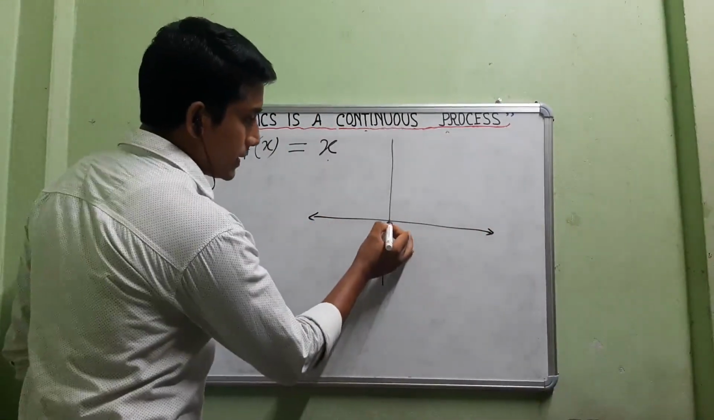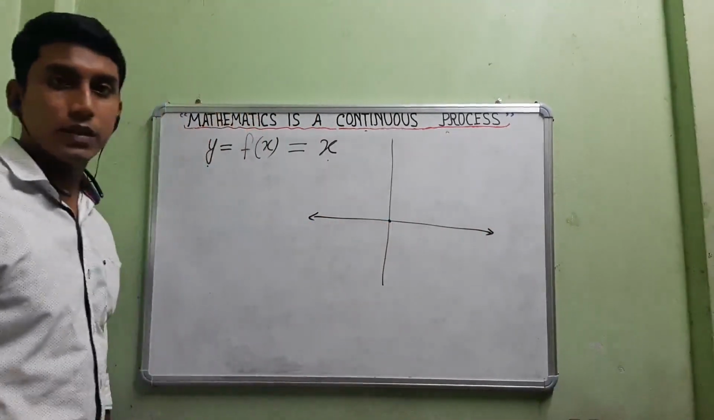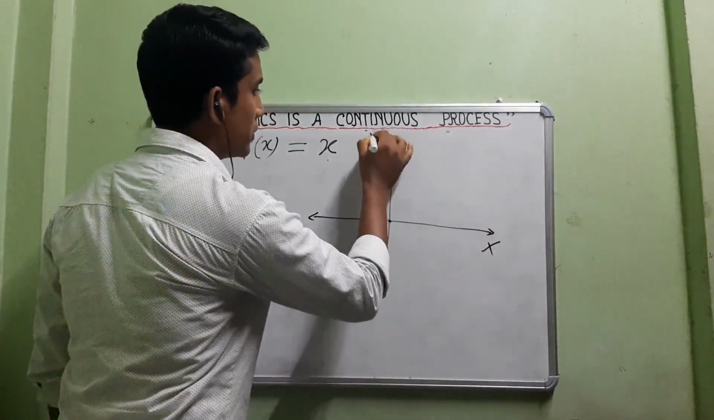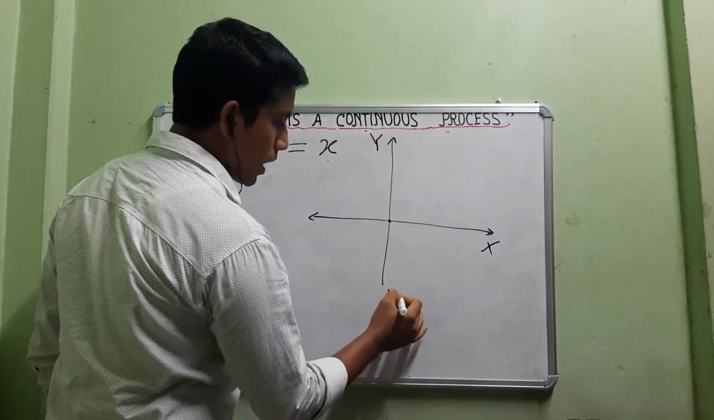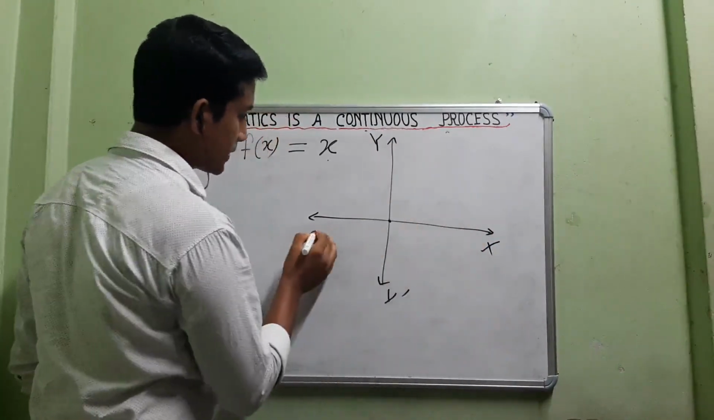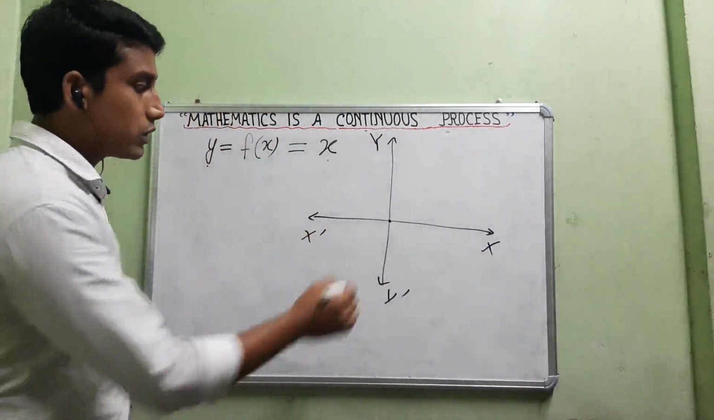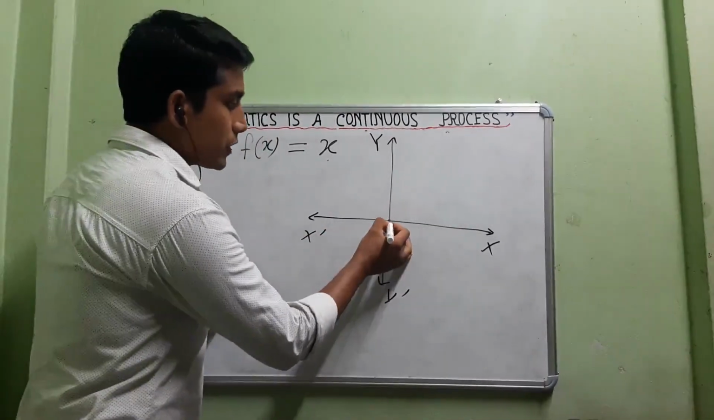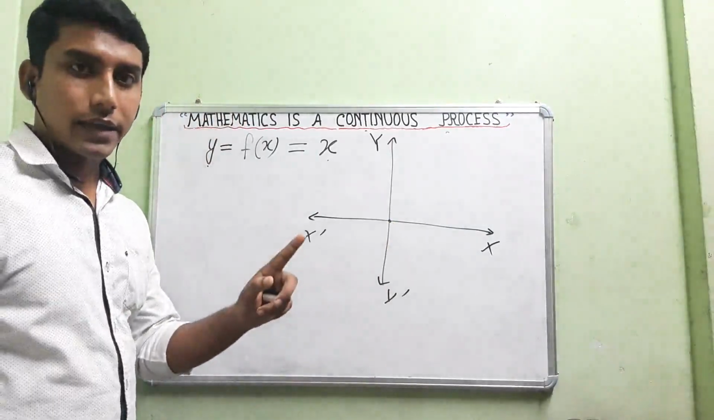Now this is the point 0, the origin. This is the y axis, this is the x axis, as you already know. This is y, this is y dash, and this is x dash. Now this is the origin 0. First of all I'll change the value of x.